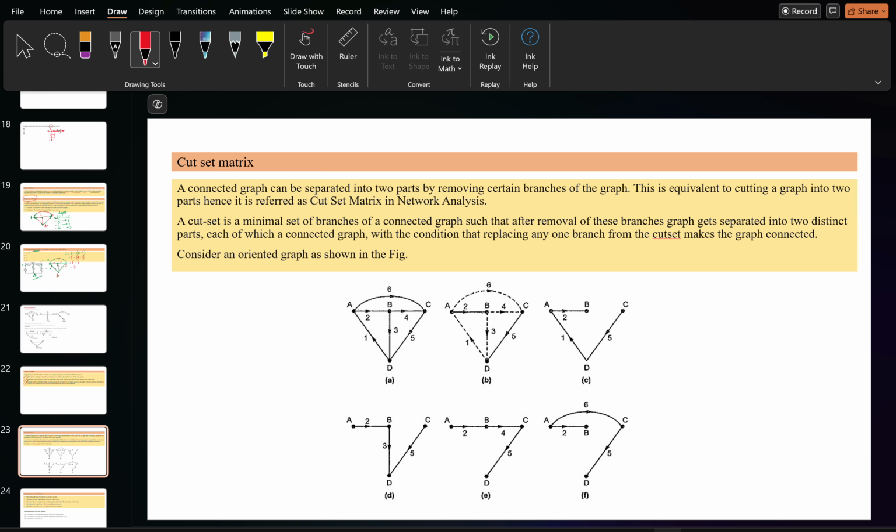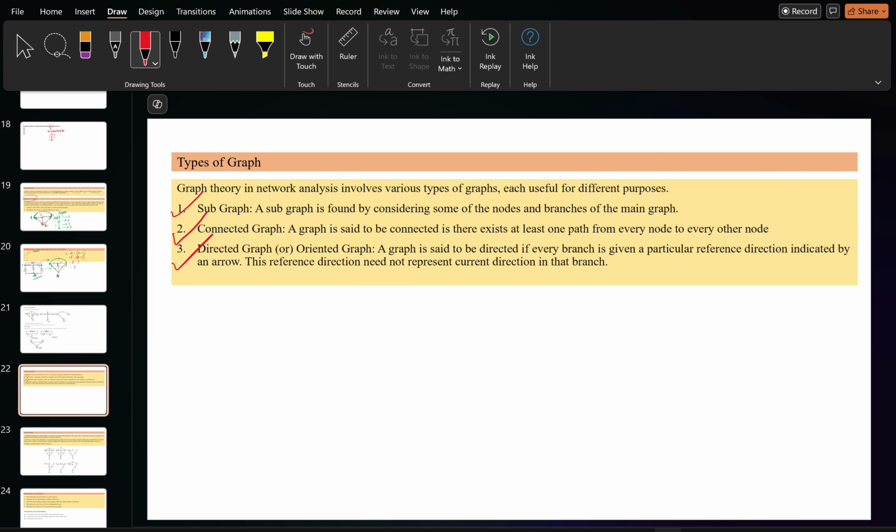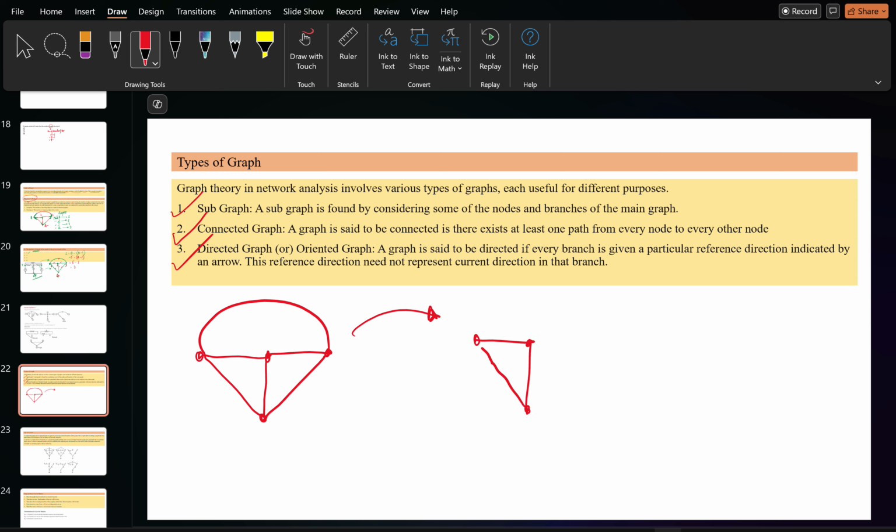Sir, please go to the previous slide, sir. Subgraph. Okay. Subgraph is basically a part of a graph. Suppose there is one graph here like this. Okay. So the subgraph can be formed like this. Suppose I'm taking a few of the branches. Suppose I've taken this branch. Okay. So this is a kind of subgraph.